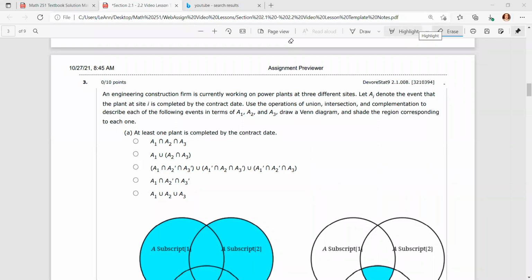All right, we're still looking at sections 2.1 to 2.2. The second two questions are over Venn diagrams, or just using Venn diagrams to answer different types of questions. So let's look at this.